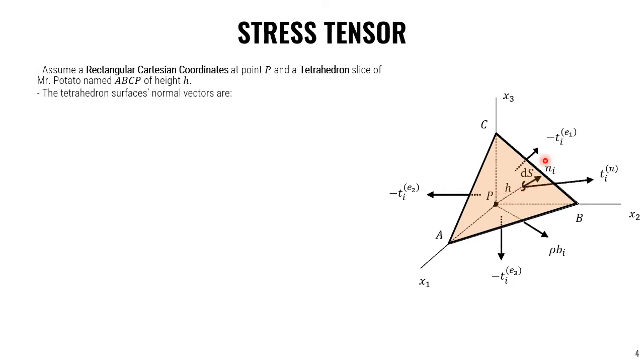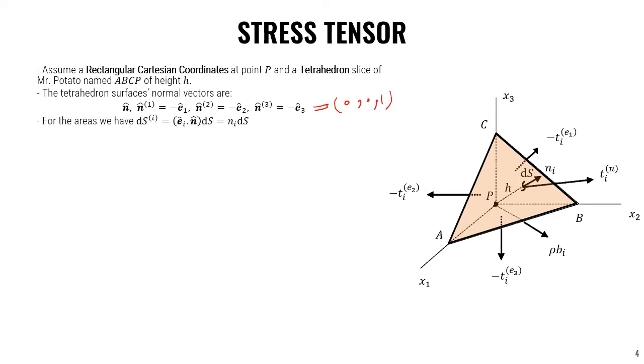The tetrahedron surface normal vectors are n perpendicular to the base surface, minus E1, minus E2, and minus E3 for each of the side surfaces that are aligned with the reference frame surfaces. So basically we have n1 equal to minus E1, n2 equal to minus E2, n3 equal to minus E3, which in vector format it's basically 0, 0, 1.